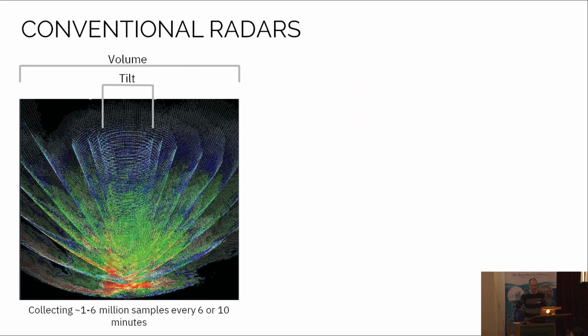So in terms of what these conventional radars are collecting, we often see a 2D image on the web. They're actually collecting a full 3D volume of information. We call this data set a volume, and it's composed of many conical tilts in which the radar scans, typically 14 tilts in Australia. A single volume is collected every 6 to 10 minutes, and it contains between 1 and 6 million data points where the precipitation is present.